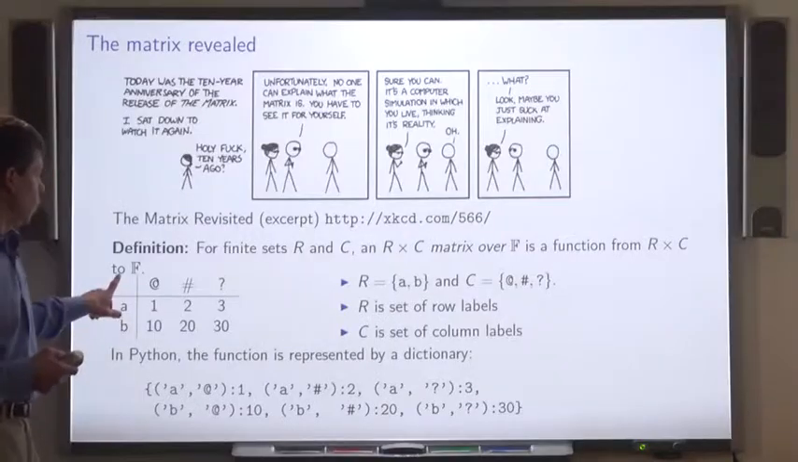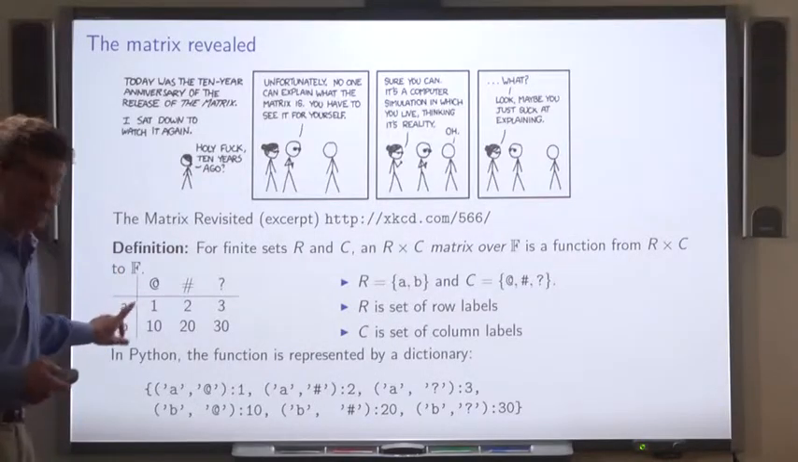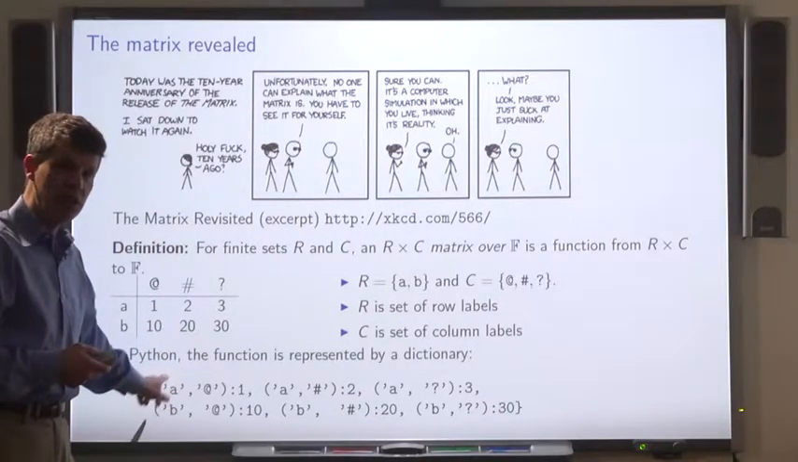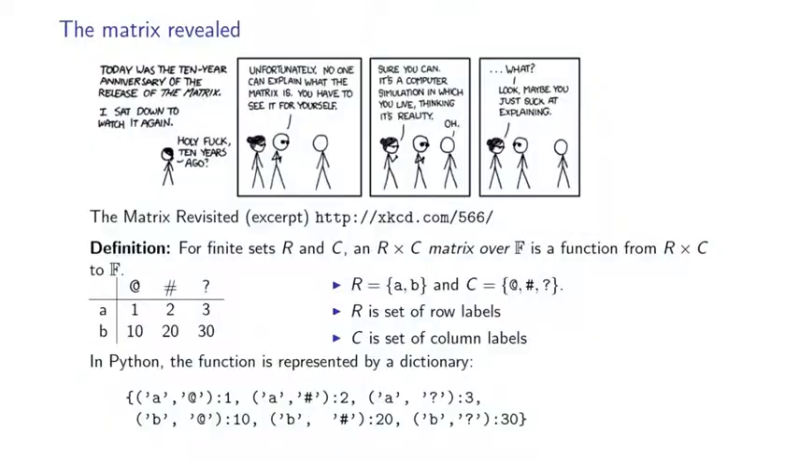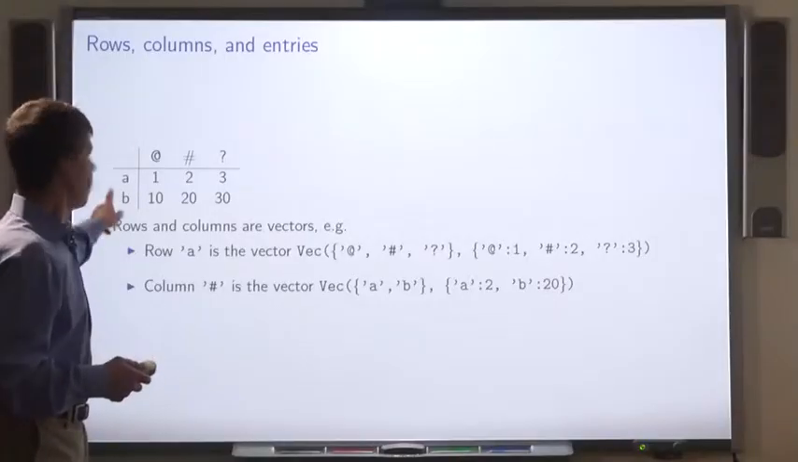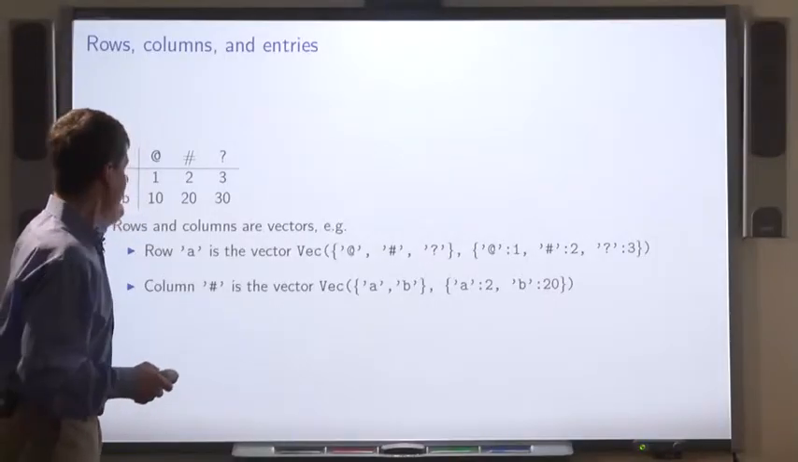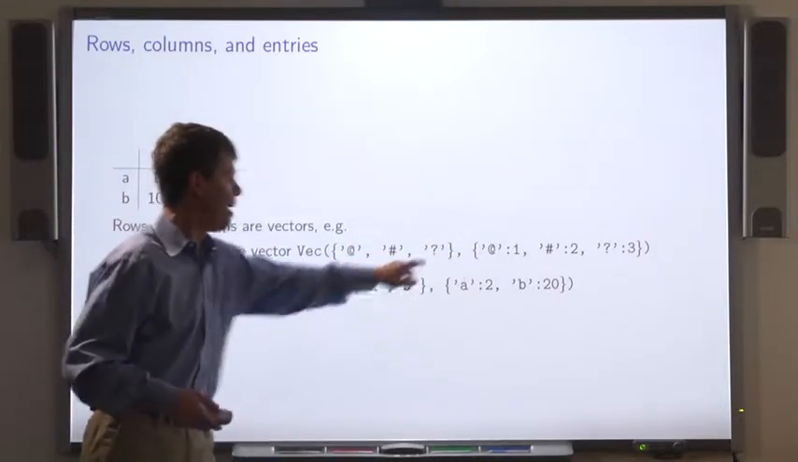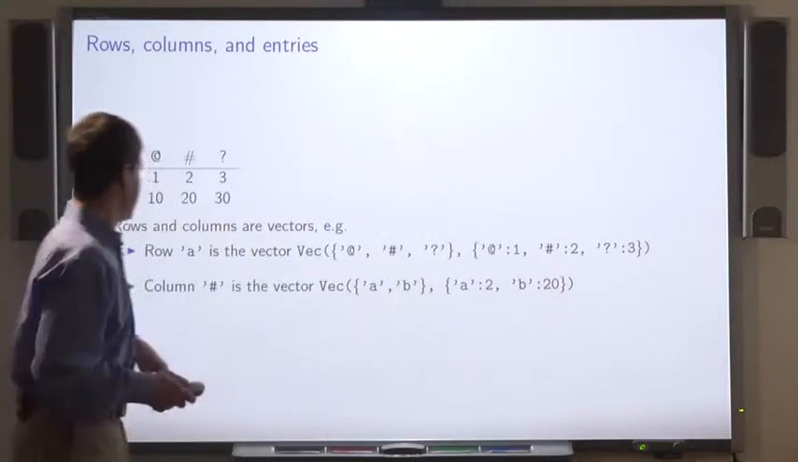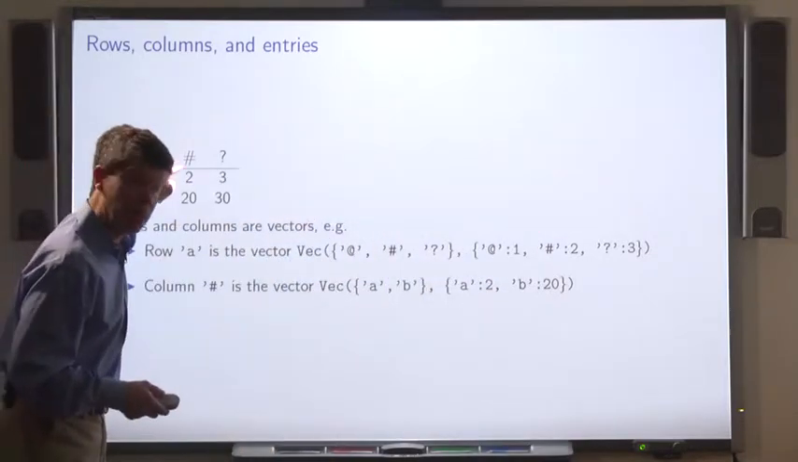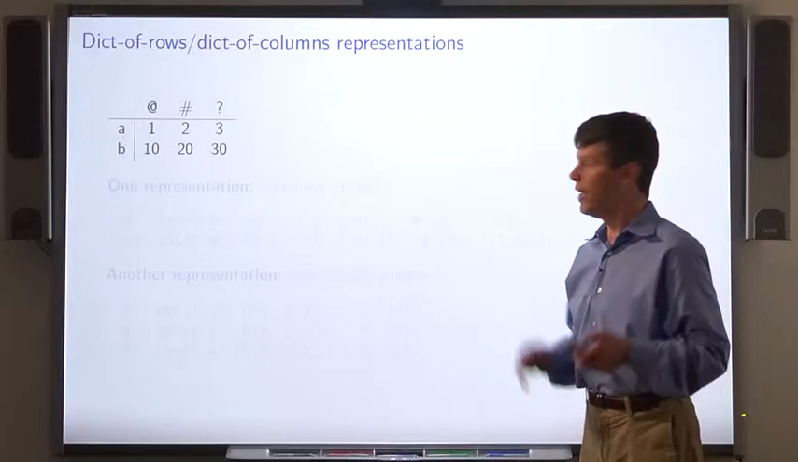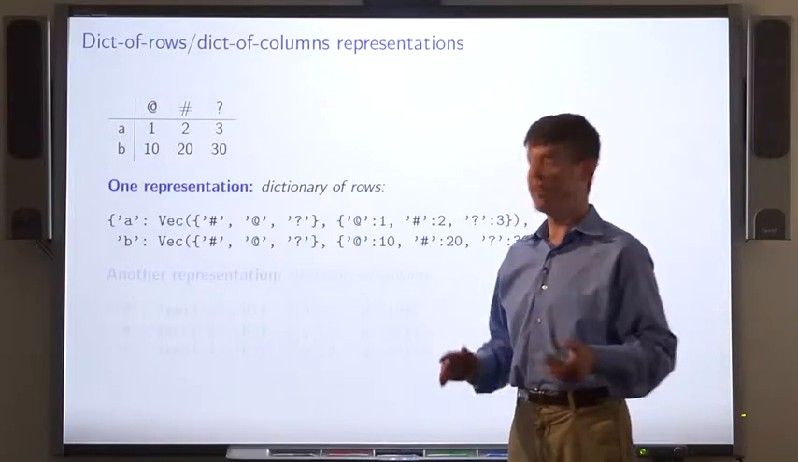And in Python, we'd represent this function as a dictionary mapping from the Cartesian product, the set of pairs, one element from R and one from C, to the field. For this matrix, the row labeled by A is the vector with domain @, sharp, and question mark, mapping @ to 1, sharp to 2, and so on. And the column labeled by sharp is the vector with domain A and B, mapping A to 2 and B to 20.